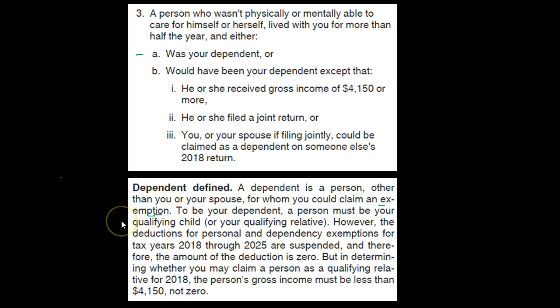To be your dependent, a person must be your qualifying child or your qualifying relative. However, the deductions for personal and dependency exemptions for tax years 2018 through 2025 are suspended, and therefore the amount of the deduction is zero. But in determining whether you may claim a person as a qualifying relative for 2018, the person's gross income must be less than $4,150, not zero.